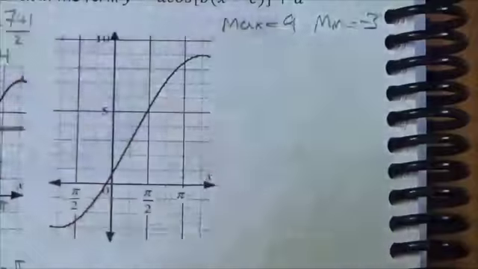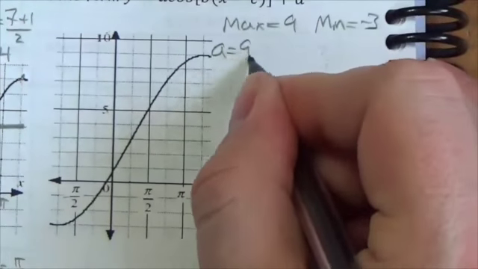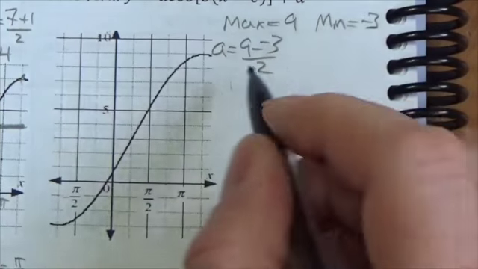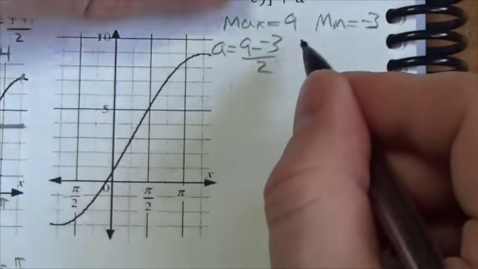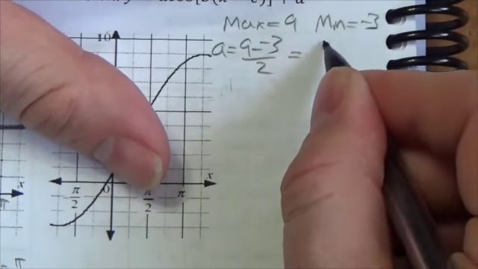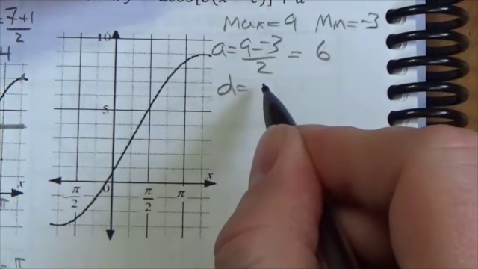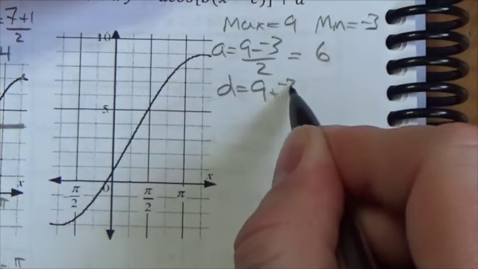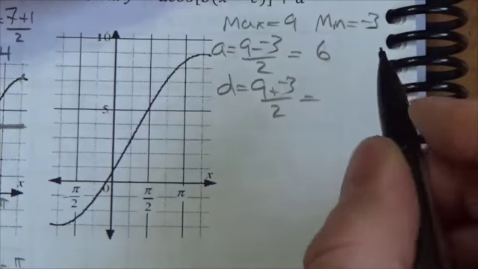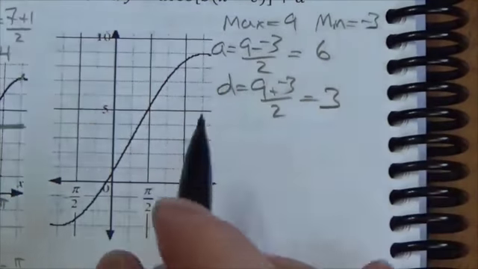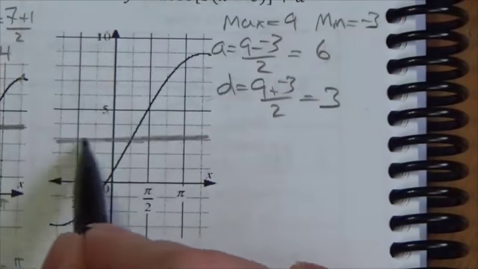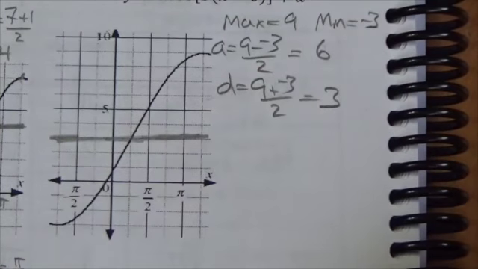Sorry, I did the arithmetic wrong. A is going to be the max minus the min over 2. The min here was negative 3, so this is going to be 12 over 2, which is 6. D is going to be the max plus the min over 2. That is going to be 3. So the D value here would be a 3. Sorry about that. Didn't have enough negative signs in there.